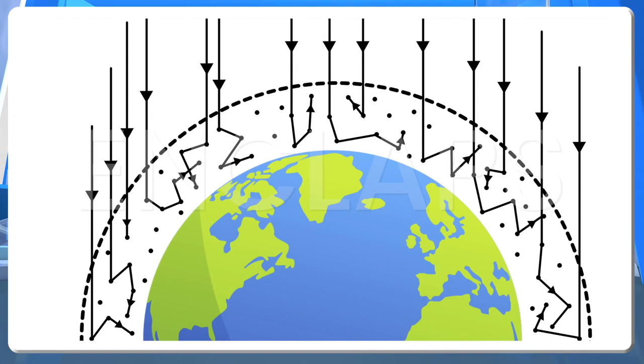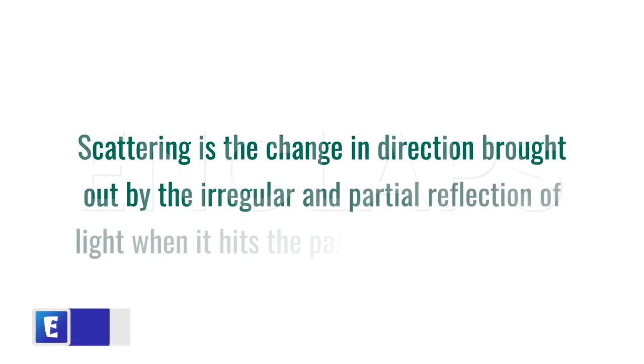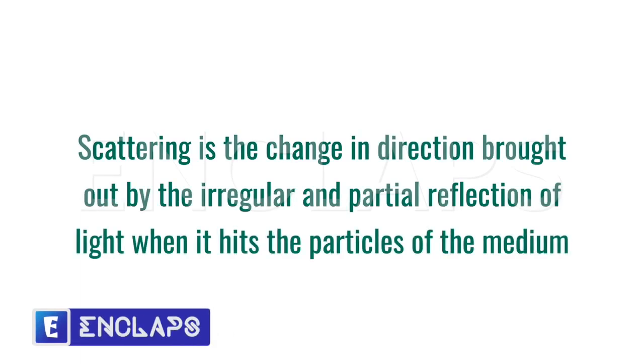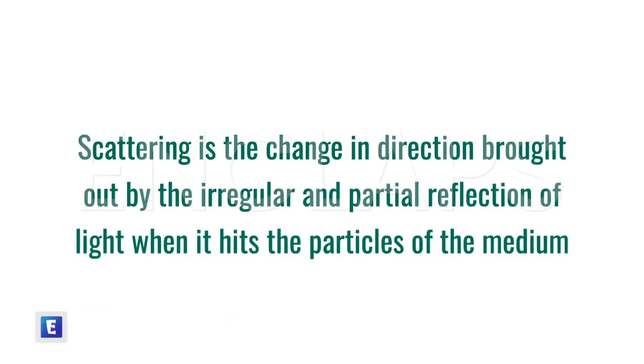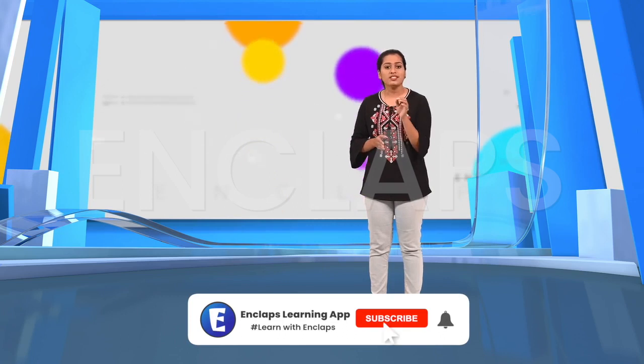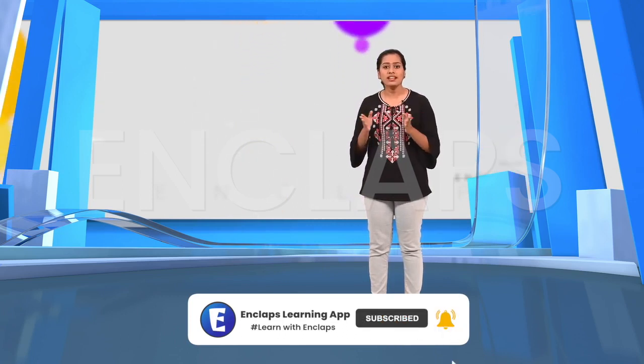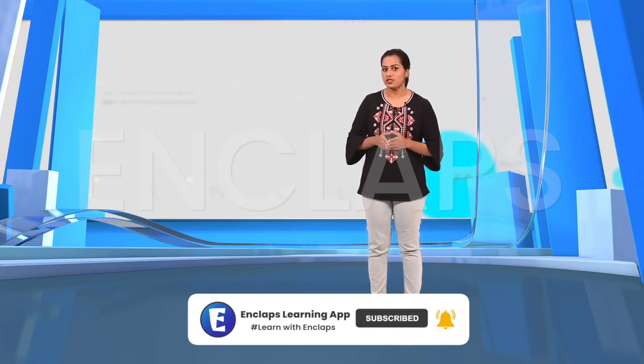This is known as scattering. Scattering is the change in direction brought out by the irregular and partial reflection of light when it hits the particles of the medium. So, the distribution of sunlight to all the regions is made possible by scattering.